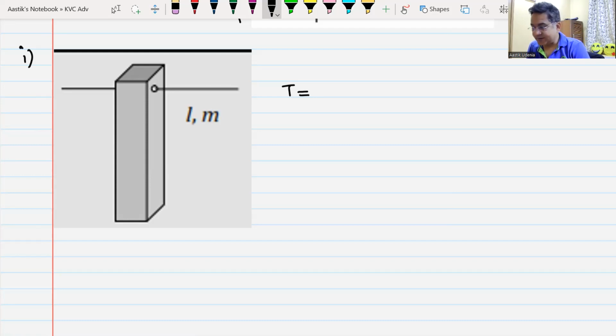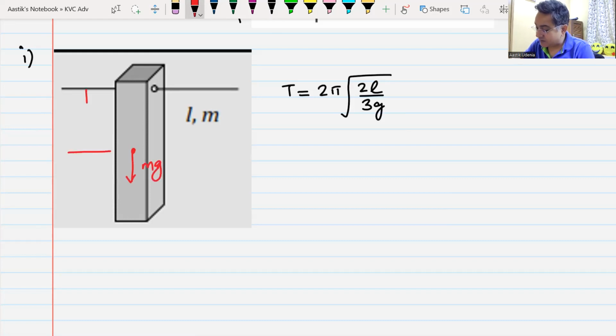No one has an answer, it seems. So the answer for this one is 2 pi root over how much? 2L by 3G. How did you get 2L by 3G? Remember the weight of this rod is acting at a distance of L by 2.